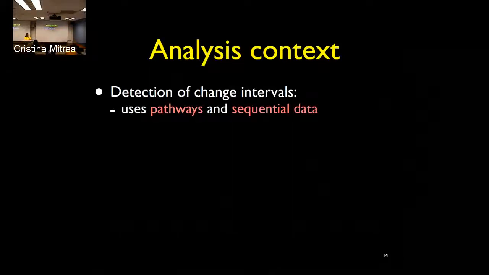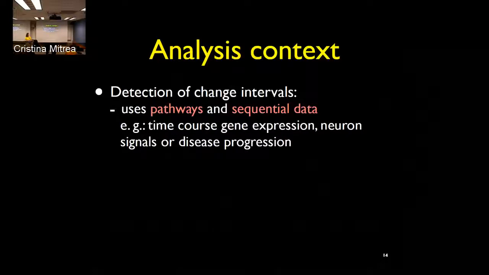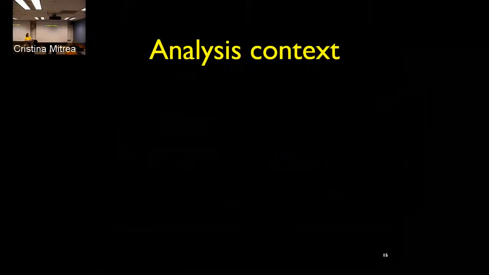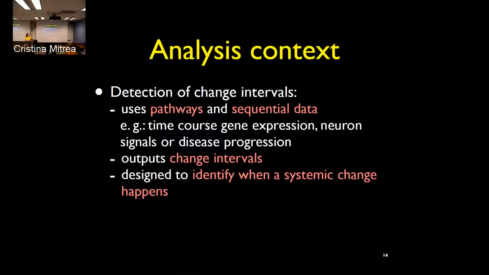The analysis context is the detection of change intervals. It uses pathways and sequential data, those blueprints, the gene networks, and uses time course data because it tries to identify an interval of time. It can use different types of sequential data. It can use neuron signals. It can use disease progression, and that's not time course, but it's still sequential data. If you progress from one stage of the disease to another, it outputs change intervals, and it's designed to identify when that change happens.